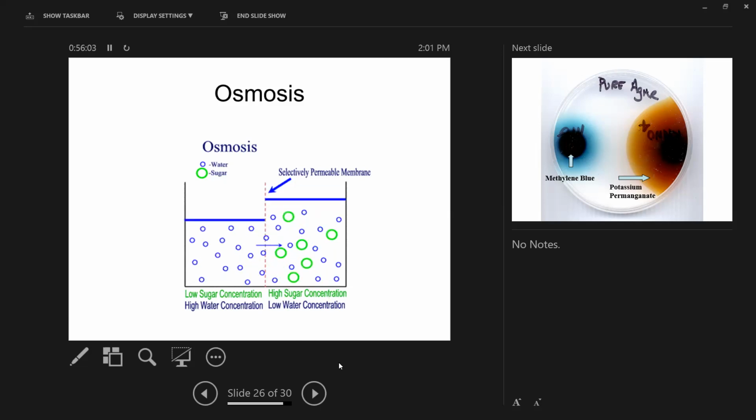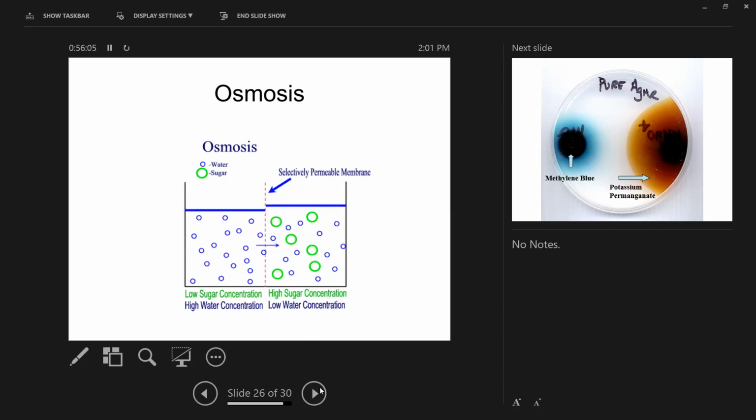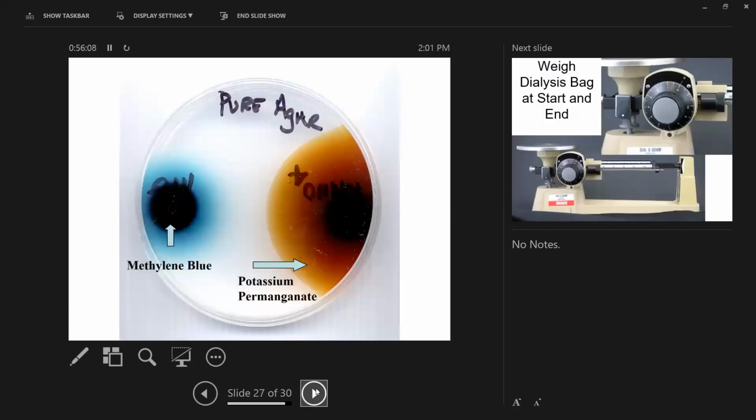Okay. Now this next one is an example of movement through a different type of medium. This is movement through a gel. Nutrient agar is what we use in microbiology to grow bacteria. So an agar plate is sort of like Jell-O without the flavoring and the coloring agents. We've taken two separate molecules, one called methylene blue and one called potassium permanganate. And we dropped them on opposite sides of this plate and sat back and watched.